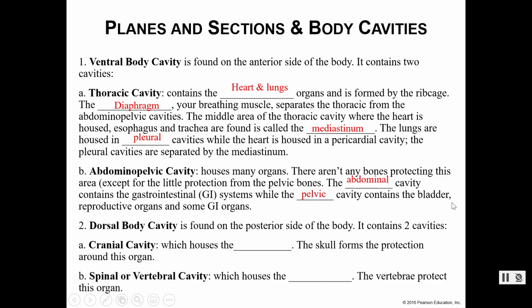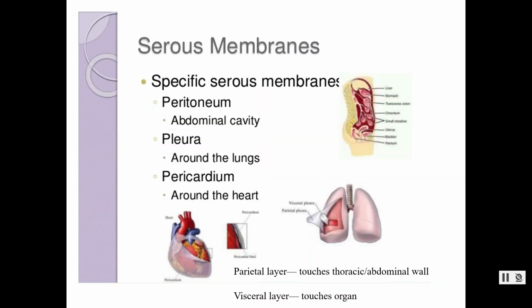contain your bladder. And then we've got our dorsal cavities. Cranial cavity houses your big old brain, while your spinal cavity houses your spinal cord. Okay, so hopefully those weren't too bad for you.